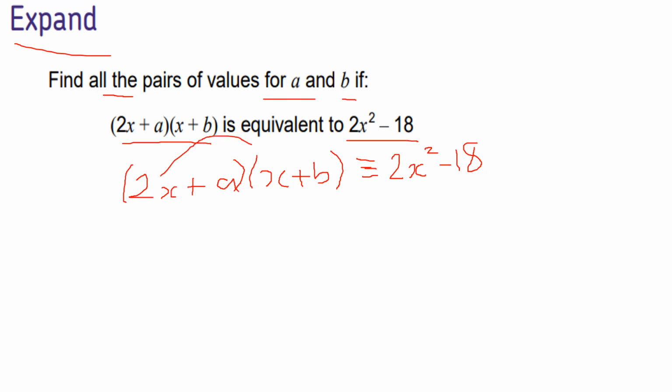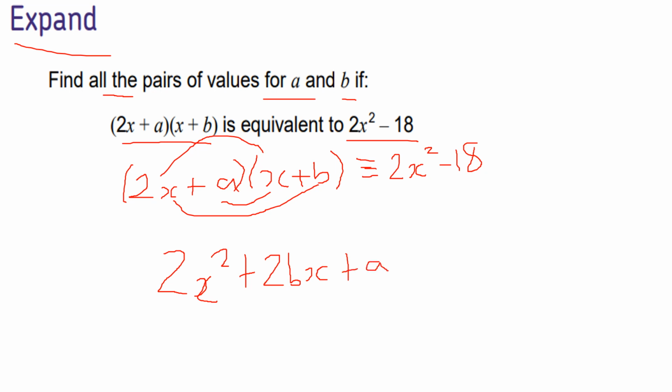So 2x times x is going to be 2x squared. 2x times b will be 2xb, using FOIL. So first, outer, inner, last. Sorry, it should be 2bx or 2xb, plus ax, a times x is ax, and then a times b is equal to ab. So we know that the product of a and b has to equal negative 18. So we know that a and b have to be factors of 18.